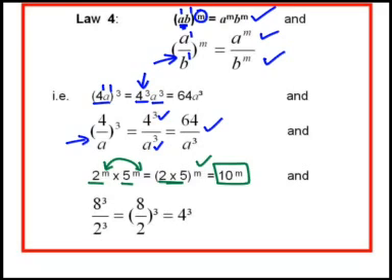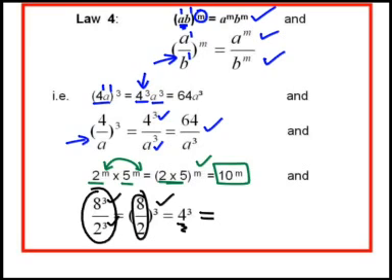And then lastly, again looking at a fraction where you've got 8 to the power of 3 over 2 to the power of 3. Look at the fact that both of them have the same exponent. You could group them together. 8 over 2 inside a bracket first, to the power of 3, and 8 divided by 2 is 4. And 4 to the power of 3, as we said before, is 64.